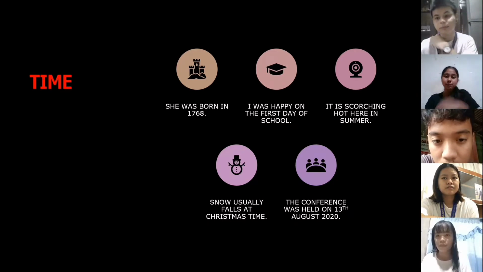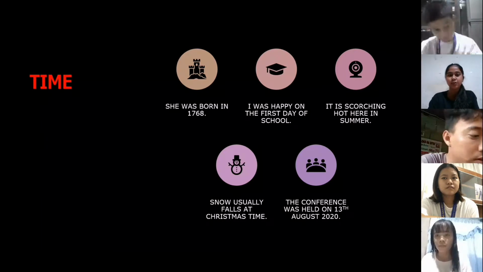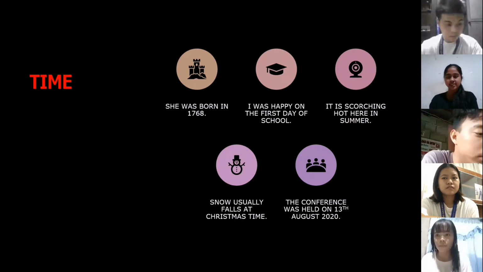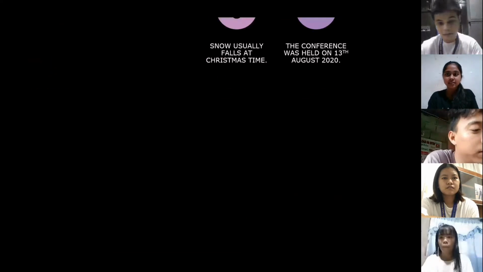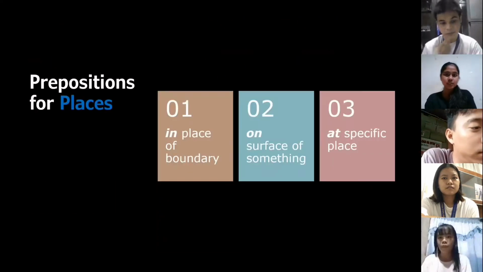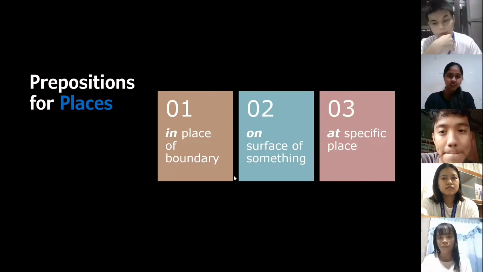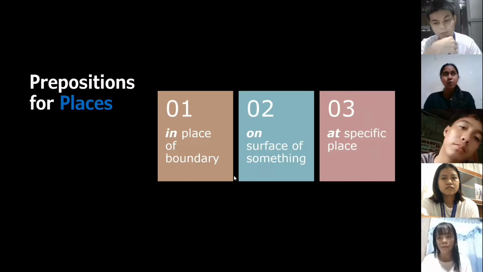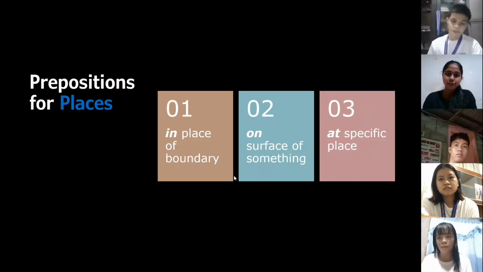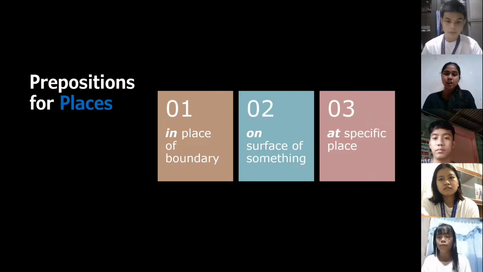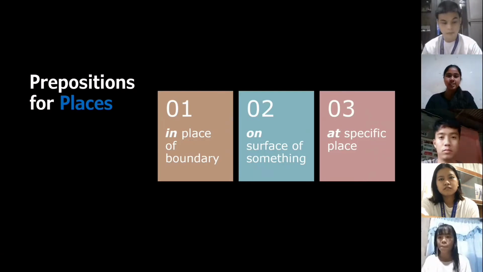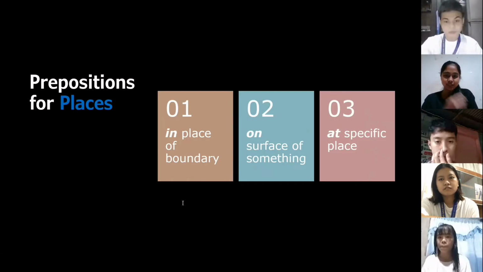So if there are prepositions for time, of course, there are also prepositions for places. Next slide. So the common prepositions for places are on, in, and at. Those three words are confusing to use according to many. So how can we determine if we are writing the correct preposition when we are constructing a sentence? So let's find out on those slides.